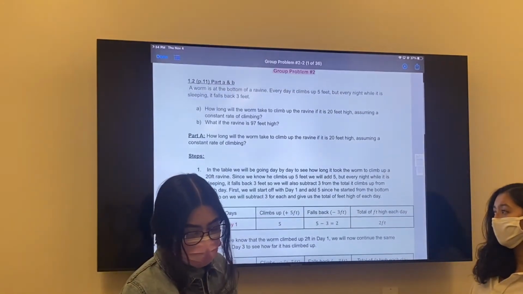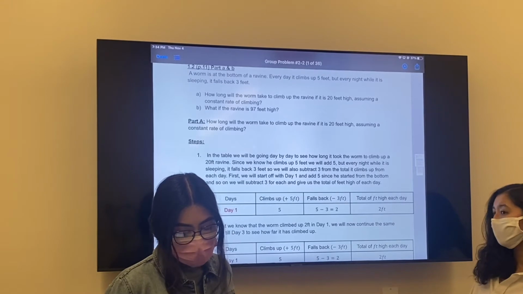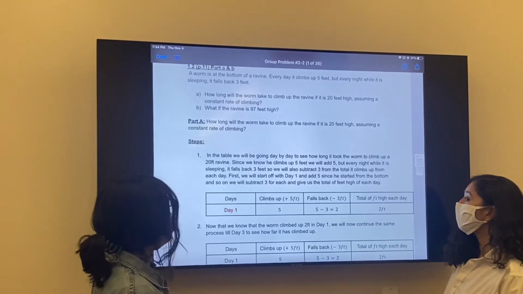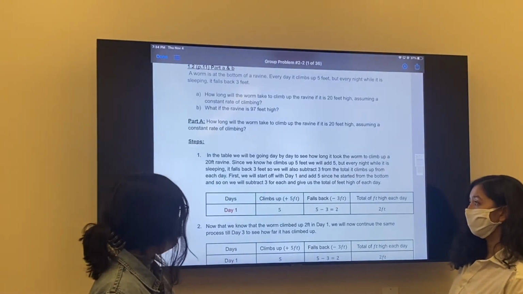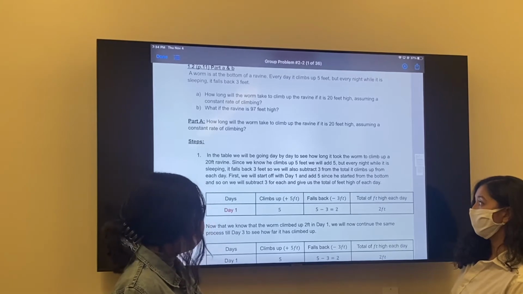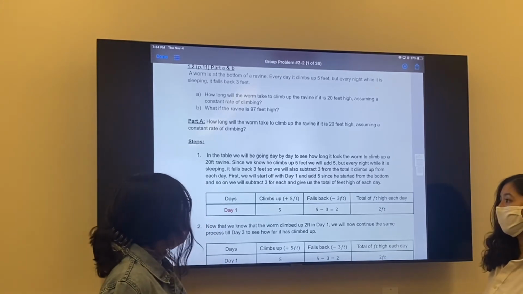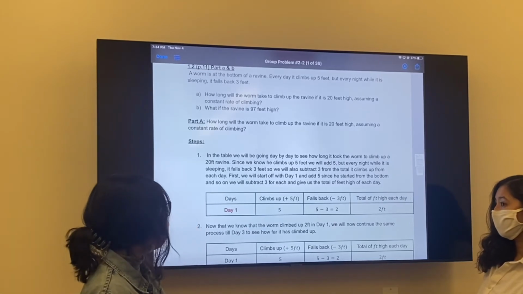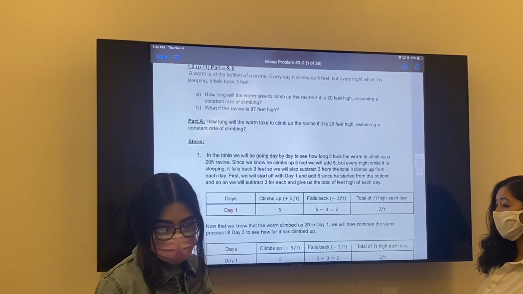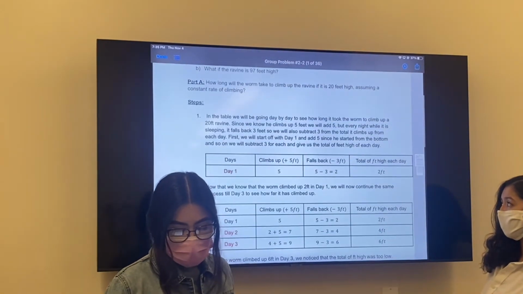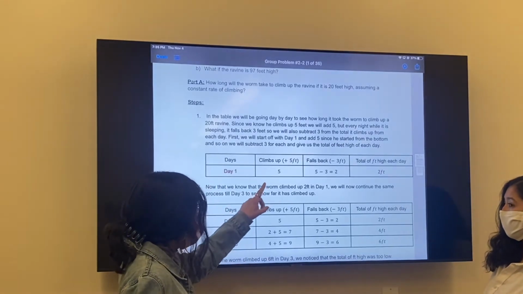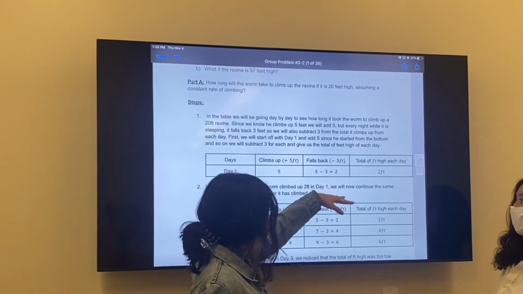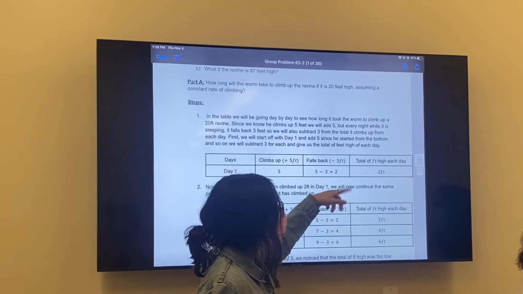step one, we put a table and we will be going day by day to see how long it takes the worm to climb up a ravine of 20 feet. Since we know he climbs up 5 feet, we will add 5, but every night while it's sleeping, it falls back 3 feet. So we will subtract 3 from the total it climbs up each day. First we started off with day 1, and so we start off with 5, and then since it falls back, we subtract 3 equals 2, so that is the total feet high each day.